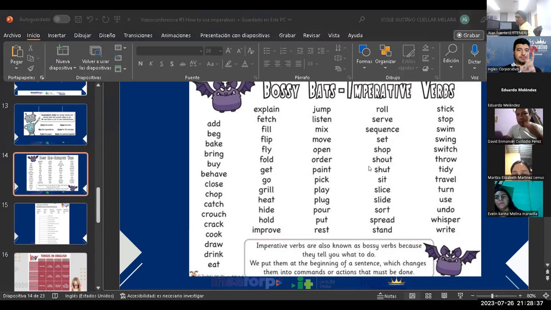Necesito que utilicen dos de esos verbos y háganme dos imperativos. Yo le puse turn right, gira a la derecha, or stick the pieces, ¿verdad? Pega las piezas. Okay, you can have bake, buy, close, chop, que es cortar. We have a lot. Flip, explain, jump. I'm going to wait for your answers. Espero sus respuestas acá en el chat. Just select two.